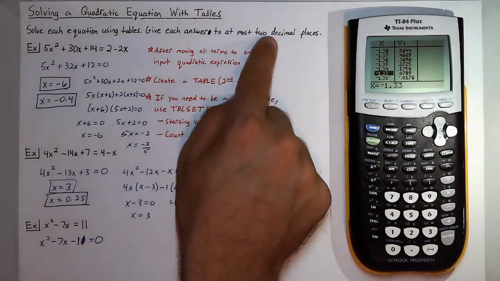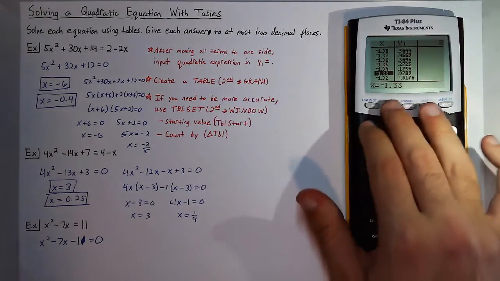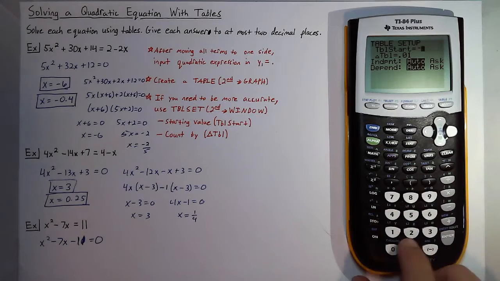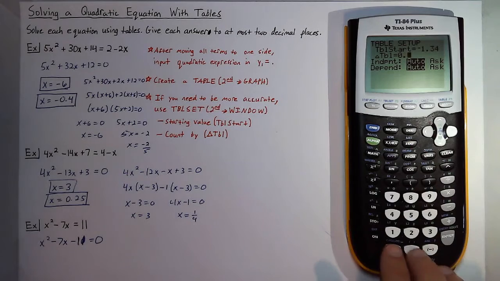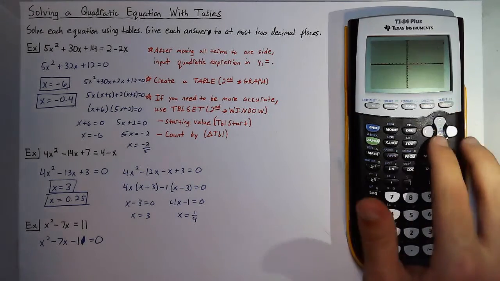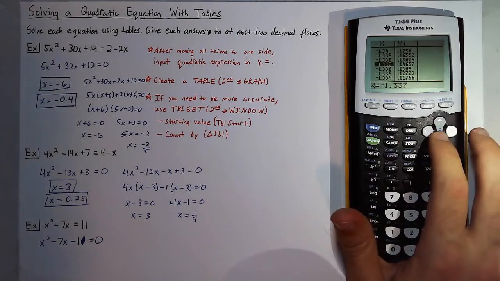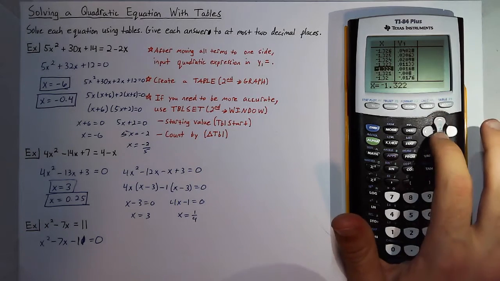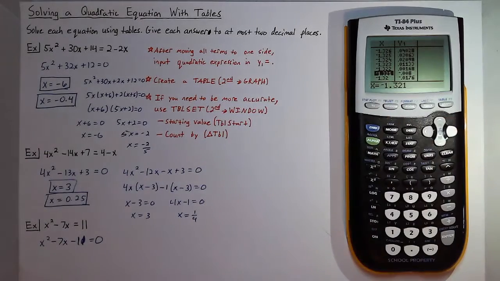I only need 2 decimal places, but I need to know where to round. So I need to go a little bit closer. So now I'll put negative 1.33 or 1.34 and count by thousandths, which is 0.001. Oop, I hit graph on accident. And as I keep going down, it's going to be an answer that's between negative 1.322 and negative 1.321. So that's closest to negative 1.32. So that'll be one of my solutions. X equals negative 1.32.